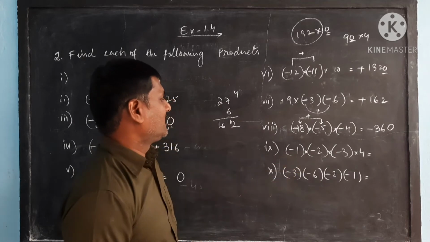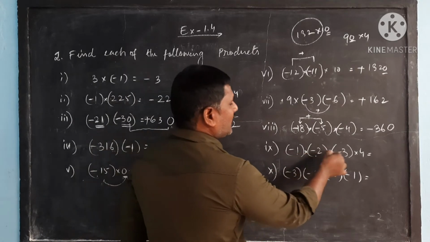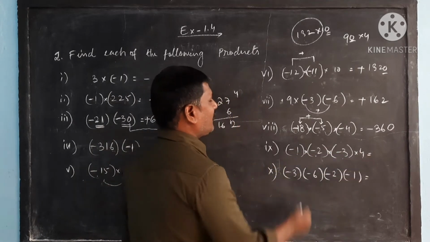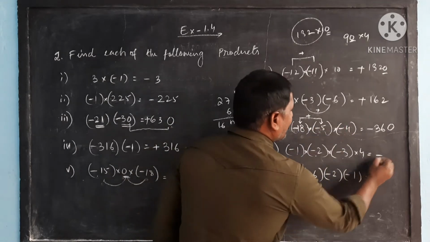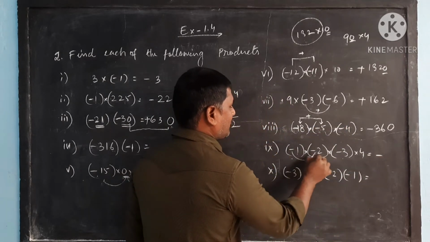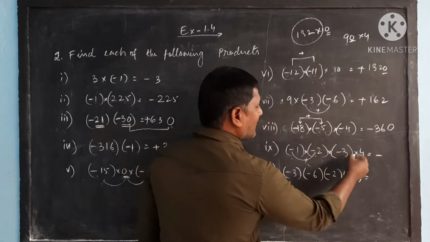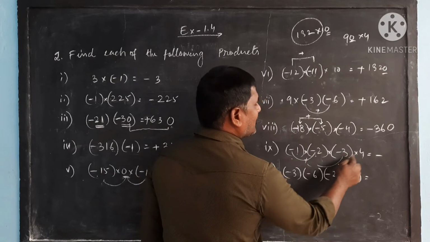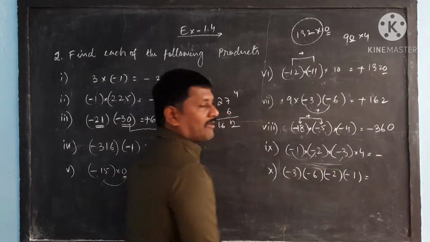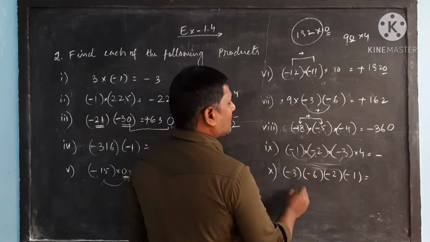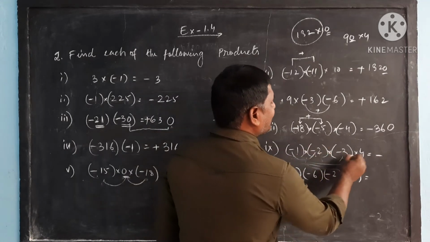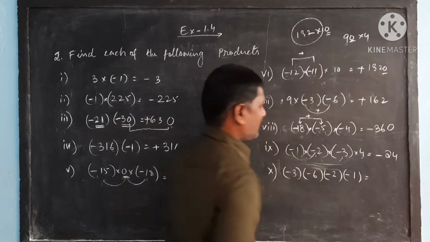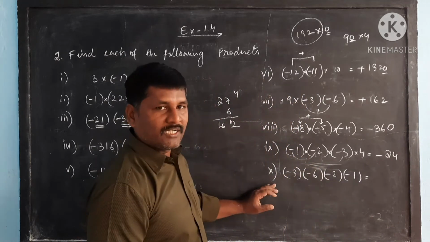Next one is minus 1 into minus 2 into minus 3 into minus 1. Similarly, when three minus signs come, you have to write a minus, because these two are minus into minus, plus, and plus into minus will be minus, and minus into plus will be minus. Now you can multiply the numbers. 1 into 2 is 2, 2 into 3 is 6, 6 into 4 is 24. This is the answer. Do you understand clearly?